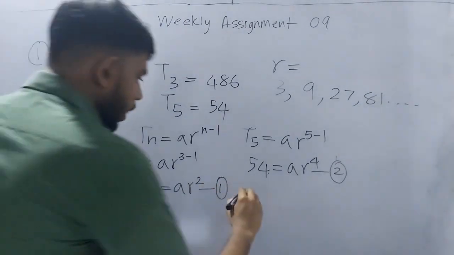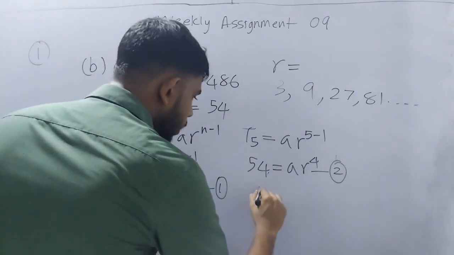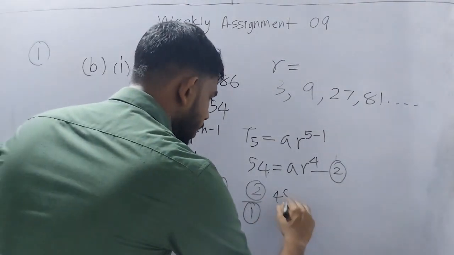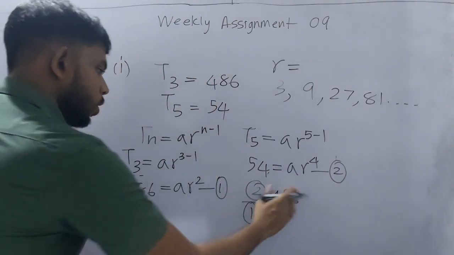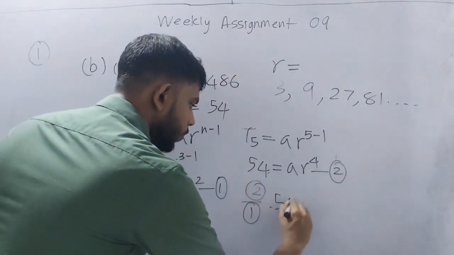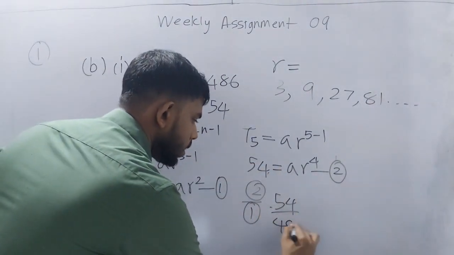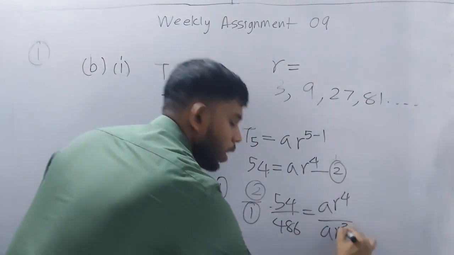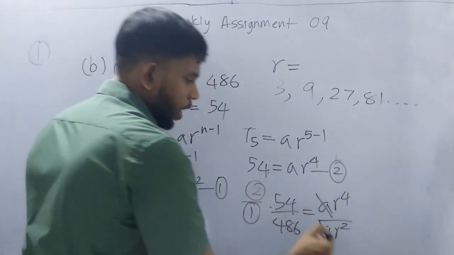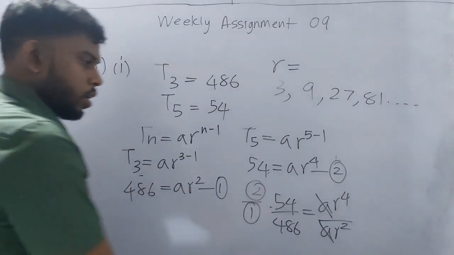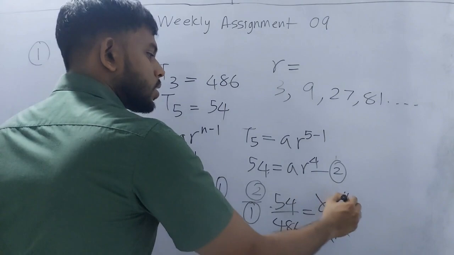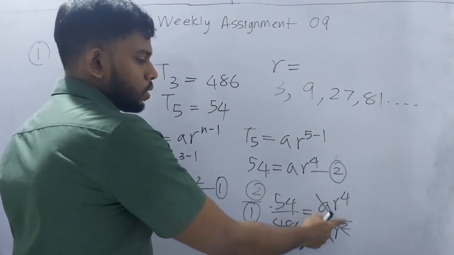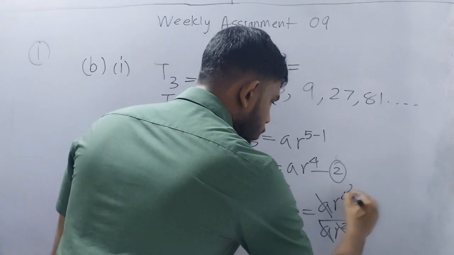So I'm going to take the second one and divide that one by the first equation. Which will give you 54 divided by 486 is equal to a times r to the power 4 over a times r squared. Now what happens? The first term a cancels, and r squared gets cancelled too. So you know the theory you learned in indices: these two get subtracted from 4, so it will be r to the power 2.